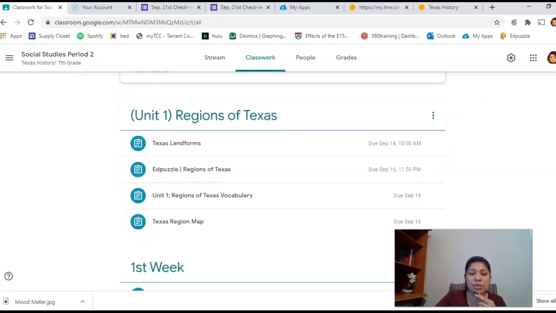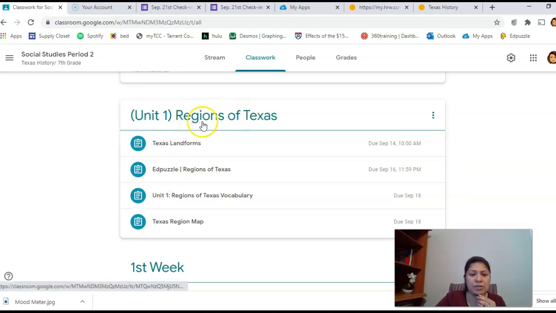And where it says Regions of Texas, make sure you submitted all of your assignments, especially the regions map. Remember, take a picture of it and send it to me to remind. Thank you, those of you that are already done so. I will be grading those.